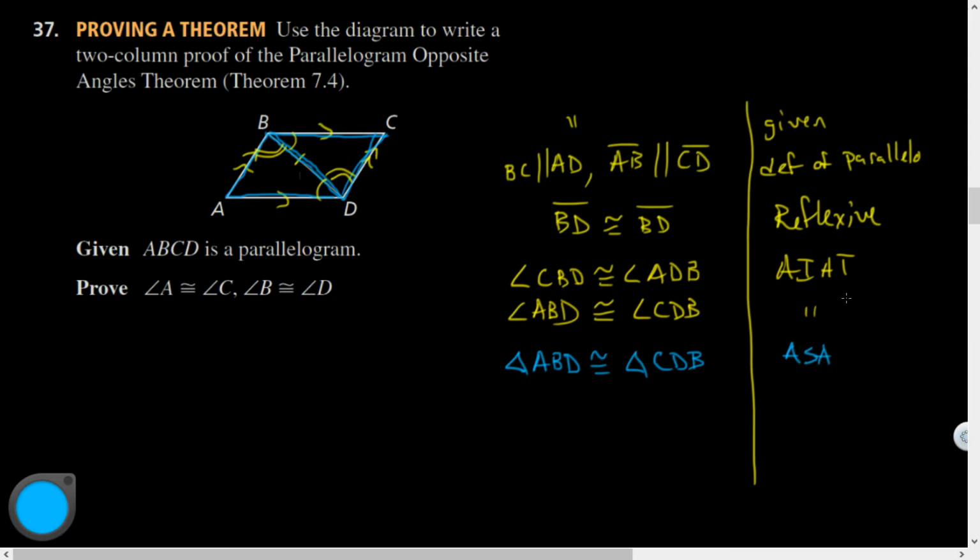Now that I've proven those triangles congruent, I can say things about their corresponding parts. Perhaps you agree? So I bet I could say something like this. Angle A is congruent to angle C. By which reason? CPCTC. Corresponding parts of congruent triangles are congruent. Now, I just proved this piece.